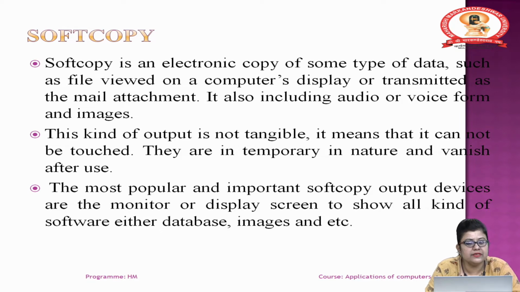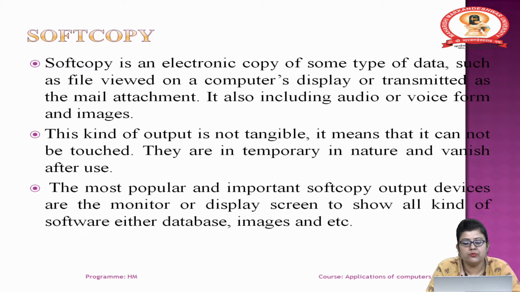Soft copy output devices give an electronic copy of some type of data, like a file viewed on the computer display or transmitted as a mail attachment. When you are sending a particular kind of data on mail, that is a soft copy output. Or when you are seeing some data on your laptop or desktop screen, that is a soft copy output. It can include audio data, voice data and images also. This kind of output is not tangible, which means it cannot be touched. They are temporary in nature and vanish after use.